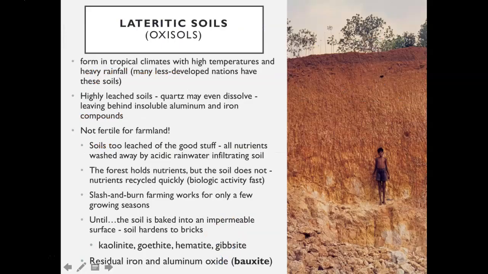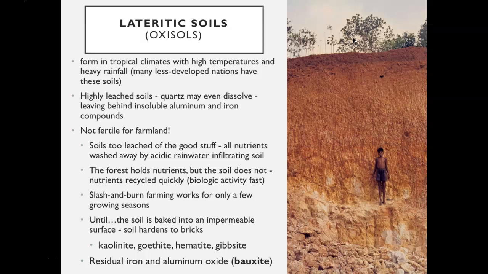Another special kind of soil is lateritic soils, also called oxisols, and these are the soils that occur in the rainforest. They are areas where there's really high temperature and lots of rainfall. Because of all that rainfall and high temperature, the soil is heavily leached. It's so leached the quartz may even dissolve. What's left behind is the insoluble contents near the top, which are things like iron and aluminum. Metals are left in the soil.